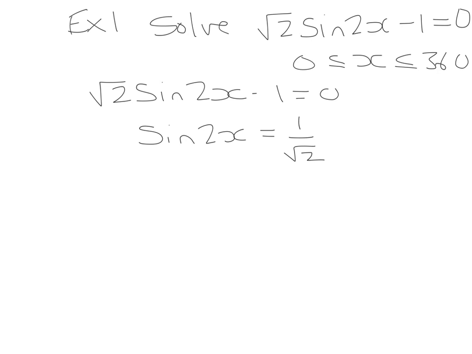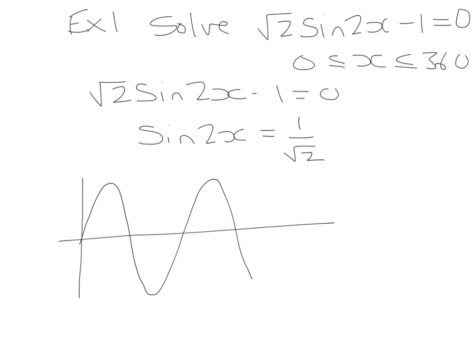Now before we go ahead and carry on and work out our cast diagram and which quadrants we're interested in, I'm going to draw that function sine 2x again, just to show you what happens when we're solving a trig equation with multiple angles. Okay, so there's our two sine waves between 0 and 360. Now we're interested in a value of 1 over root 2, which is approximately 0.7. So let's say that that is around here.